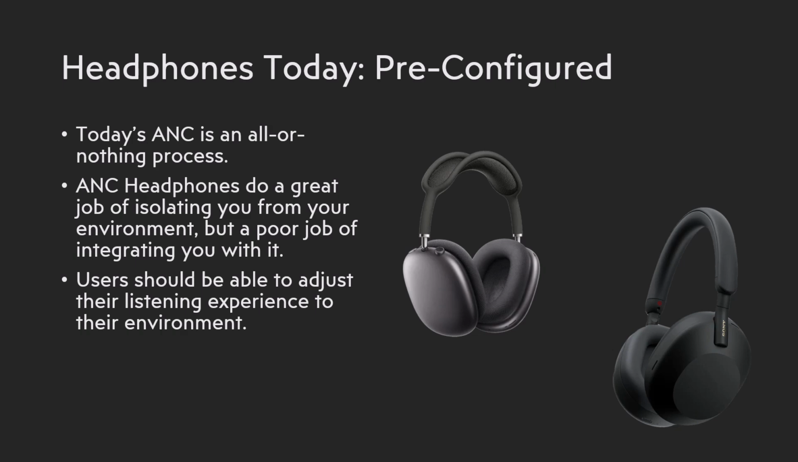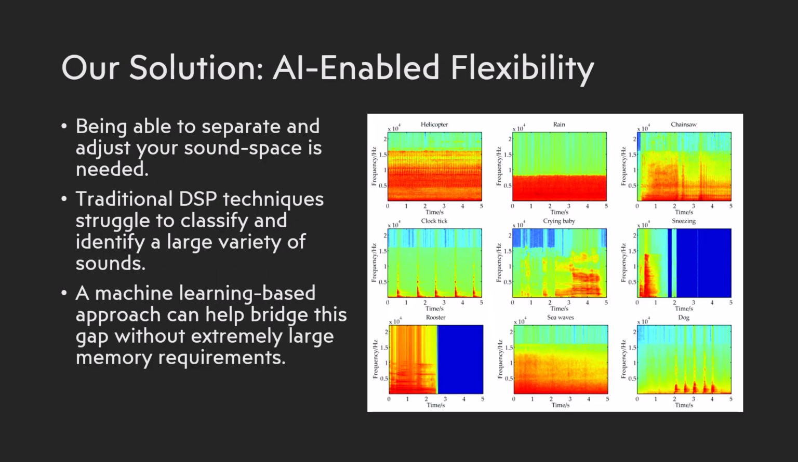ANC does a great job of isolating you from your environment in this way, but a poor job of integrating you with it. And this is the gap that we want to bridge. Users should be able to adjust their listening experience to their environment by picking sounds from their ambient environment that they'd like to listen to while listening to their music. So our solution is to use AI to give the user some degree of flexibility to listen to the sounds that they'd like to hear.